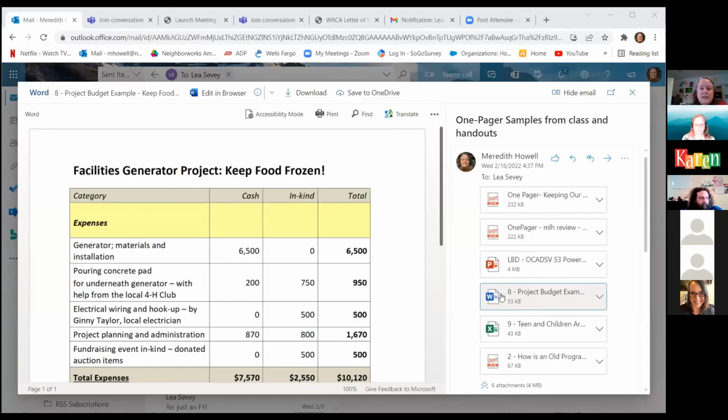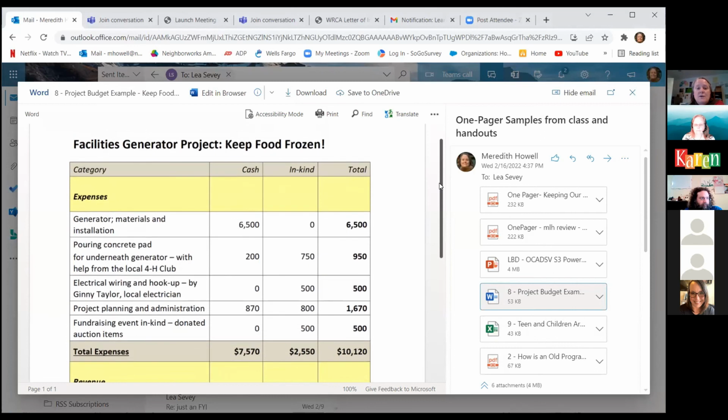Okay, what I do want to do is bring up the budgets that I have left for you so we can walk through what they look like. So here is a project budget. This is a sample that I've given you, and it's the most basic one. I did it in a Word document, so you don't have to know how to use Excel. And so let's look at what we have.